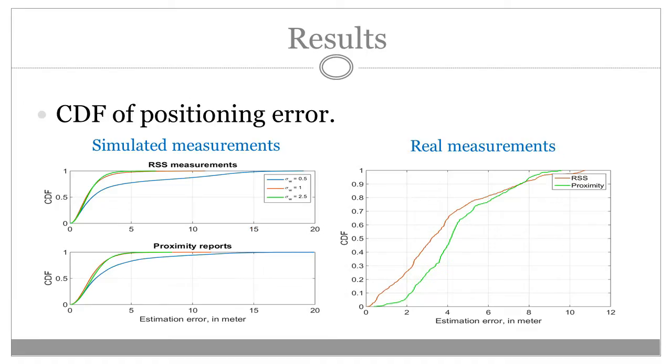The CDF of estimation errors at each position is illustrated then. We can see that for simulated data, a median estimation error of around 2 meters can be achieved. For real measurement data, median errors of 3 and 4 meters are obtained for RSS and proximity-based algorithm, respectively.